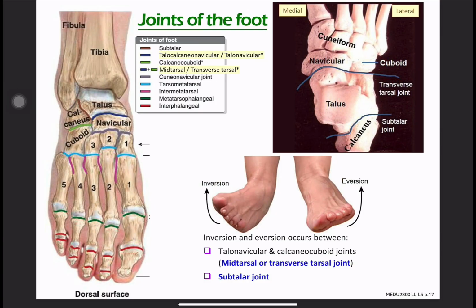The foot has several joints that contribute to its overall movement. The first one here is the subtalar joint. It is located between the talus as well as the calcaneus. Next, we have the transverse tarsal joint. Here you can see the transverse tarsal joint. Sometimes we also refer to it as the mid-tarsal joint. So the transverse tarsal joint includes the following.